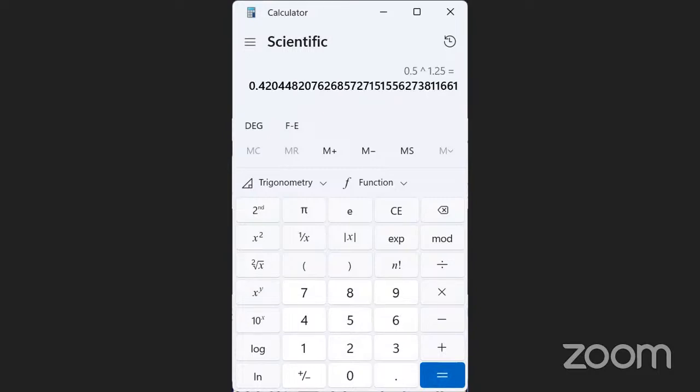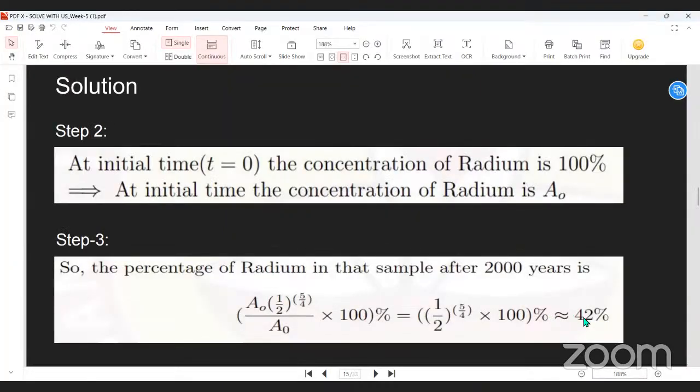So the answer is coming as 0.42004. So after multiplying by 100, we will get 42%, right? Approximate value. Yes, sir. Got it. So everyone got this answer? Anyone facing difficulty? No, sir.